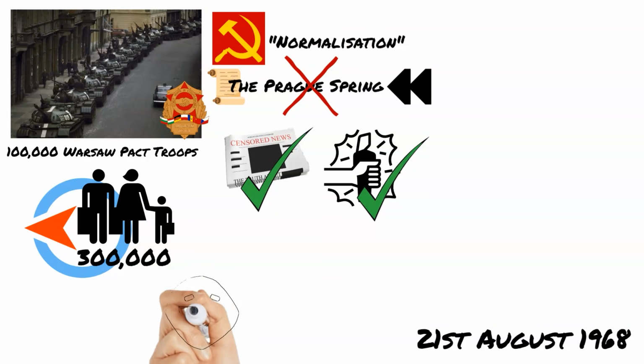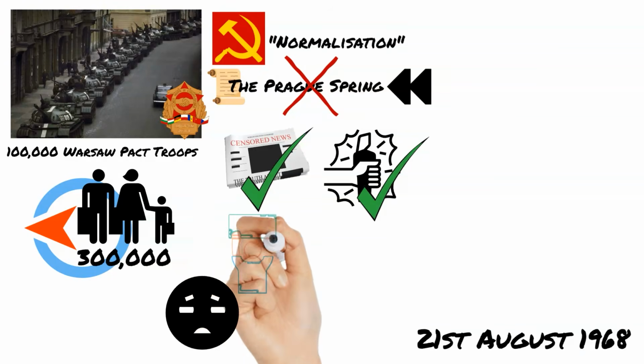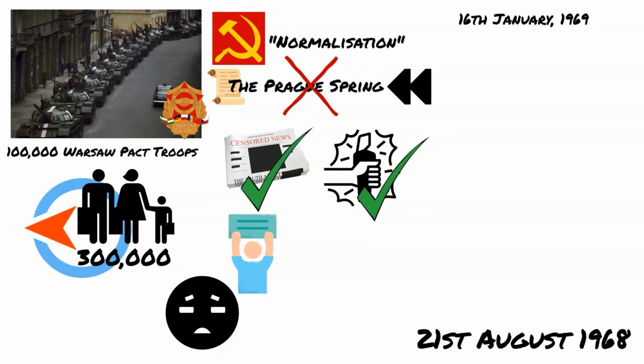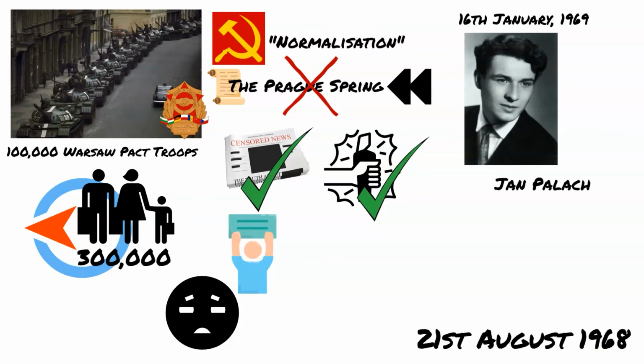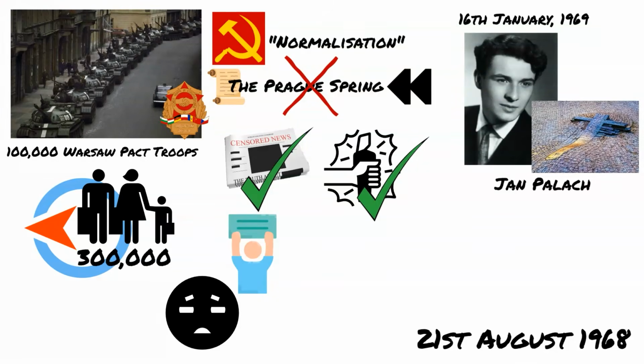The Czech people could do very little to stop the heavily armed troops, but many still staged protests. The most dramatic protest came on January the 16th, 1969, when student Jan Palach set himself on fire. He lived on for 3 days, even giving interviews before succumbing to his injuries. His death became a symbol of resistance to the Soviet regime.